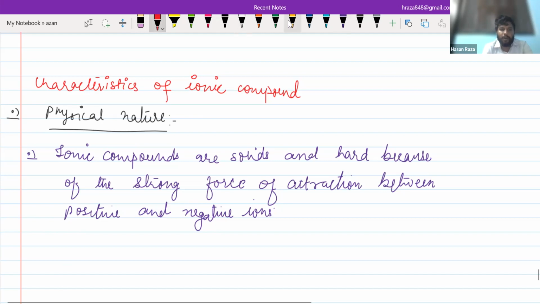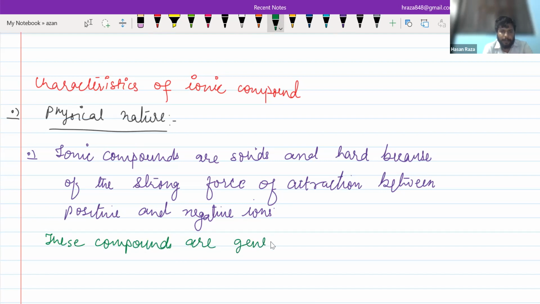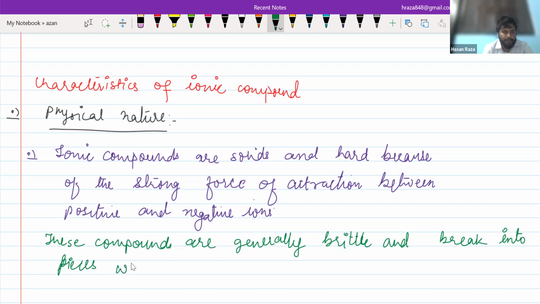Also, we can write a point which is very important. These compounds are generally brittle and break into pieces when pressure is applied.